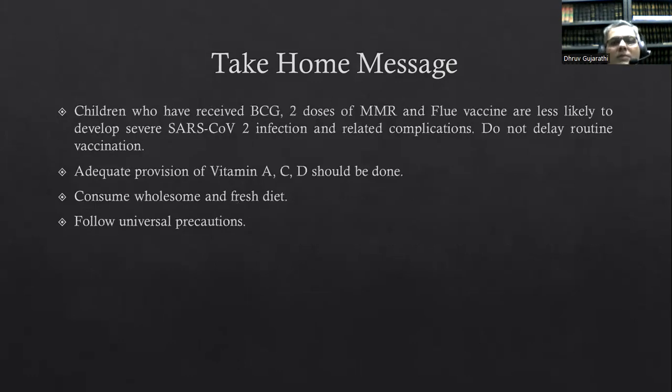Children who have received BCG vaccine, 2 doses of MMR, and who receive a yearly flu shot are less likely to develop severe SARS-CoV-2 infection, and also if they develop a SARS-CoV-2 infection, they are less likely to develop related complications. So even if there is an outbreak of this pandemic, one should not delay these vaccines. Adequate provision of vitamin A, C, and D should be done as a vitamin supplementation to prevent complications of COVID.